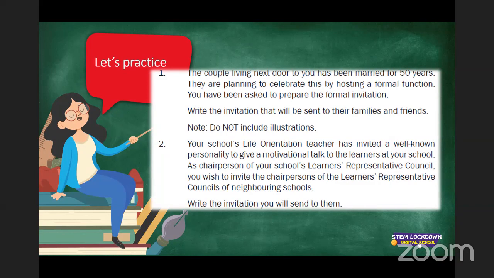And the second one, your school's life orientation teacher has invited a well-known personality to give a motivational talk to the learners at your school. A chairperson of your school's learners' representative council of a neighboring school. So you write that invitation.